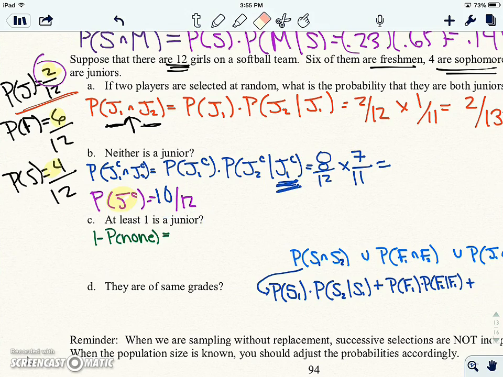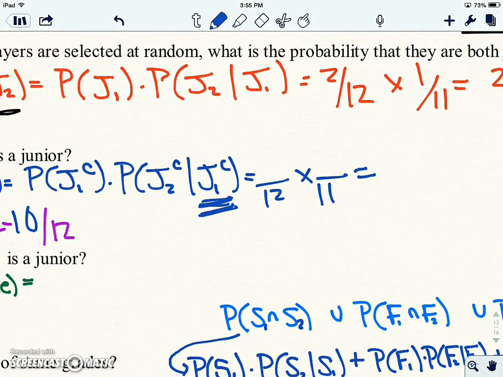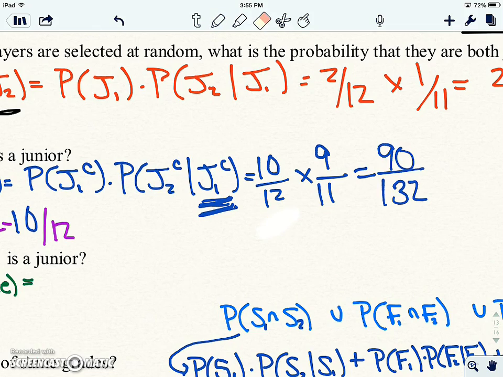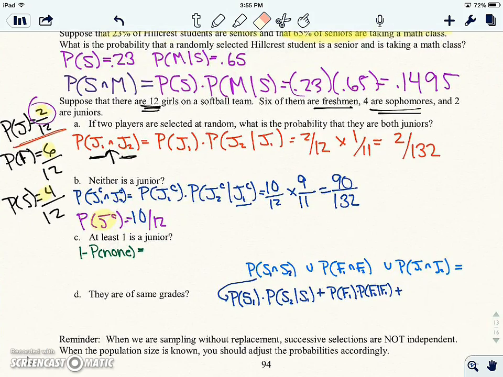So if I were to go back and correct this, the probability that the first person I picked is not a junior is 10 out of 12. Assuming that this person was not a junior, now there are 9 not juniors left out of 11, or 90 out of 132. So again, the only thing that's really new is the notation with the formula. We've been doing this the whole time.